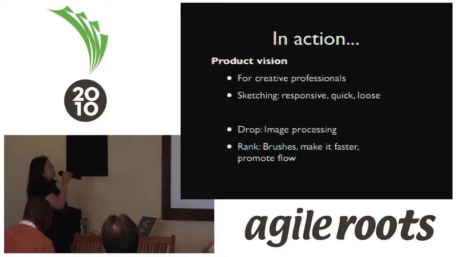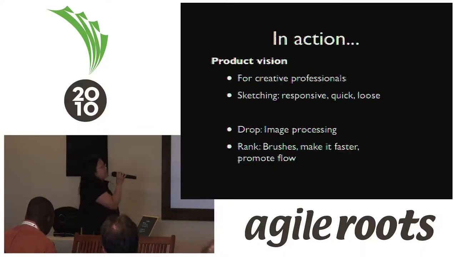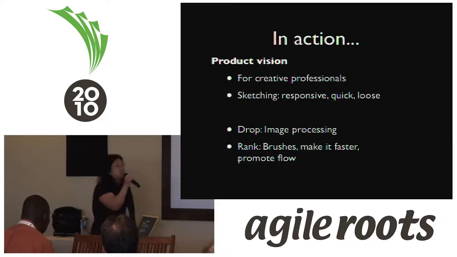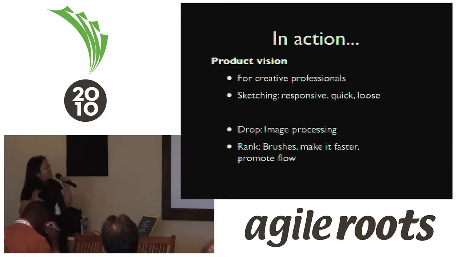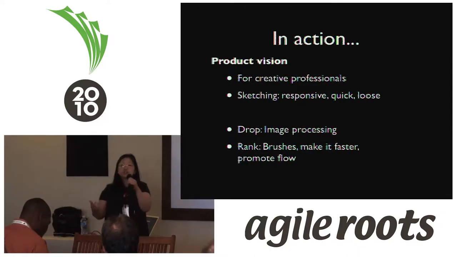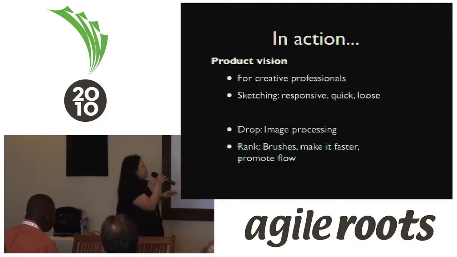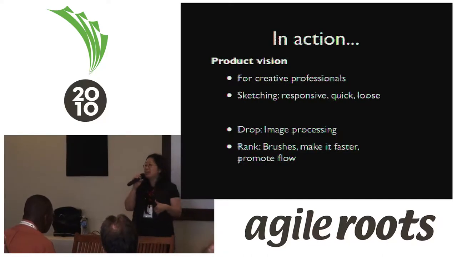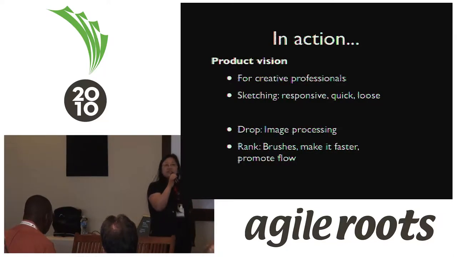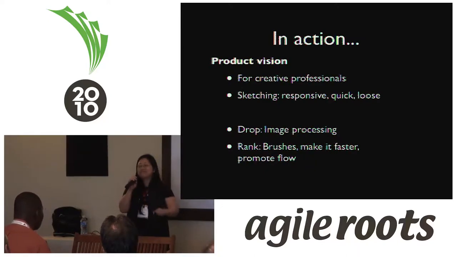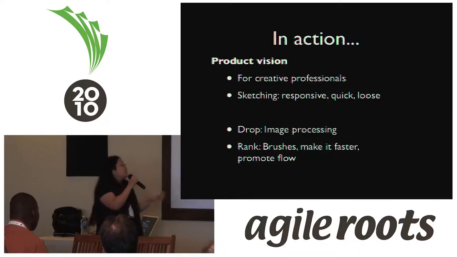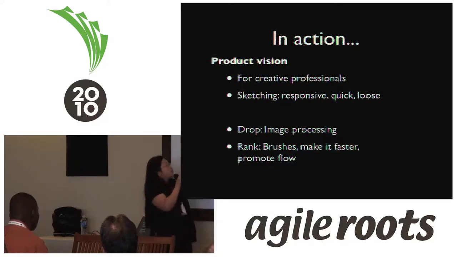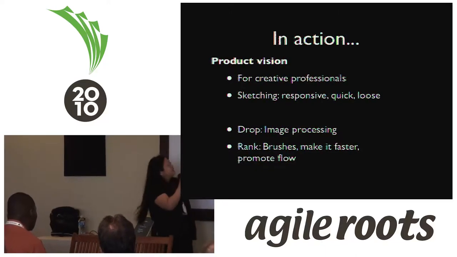So, for example, in the product vision for Sketchbook Pro, we state that it's for creative professionals, and also that it's a sketching application. Based on that, it has to be responsive, quick, loose, okay? One of the things that gets mentioned over and over again when users have been using Sketchbook for a while is that they want some image processing features, like a bunch of things you would find in an application like Photoshop. I'll just leave it at that. We don't do those because, guess what? We're not that app. We are a sketching app.